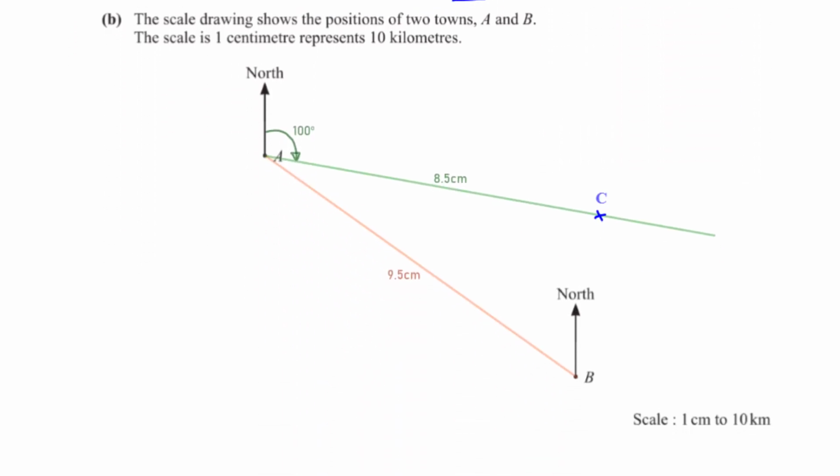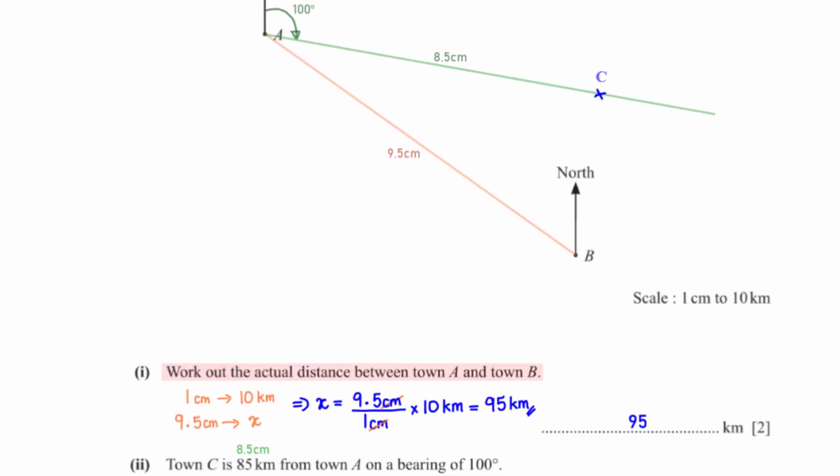The scale drawing shows the positions of two towns, A and B. The scale is 1 centimeter represents 10 kilometers. Work out the actual distance between town A and town B.